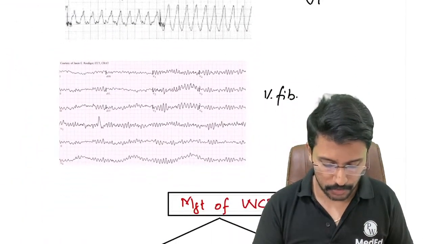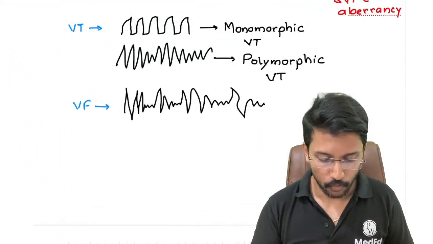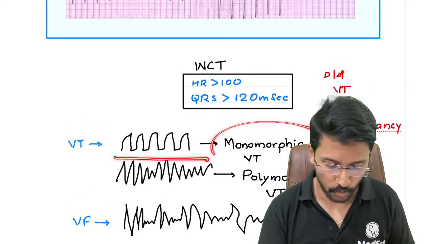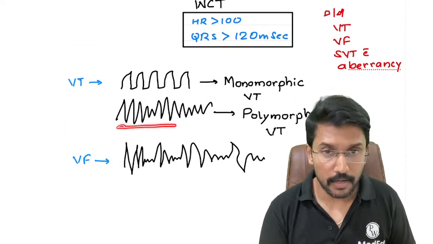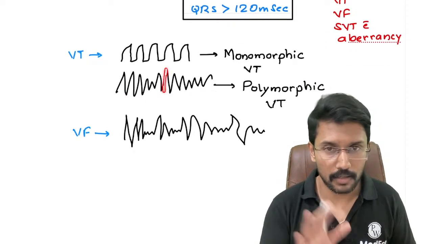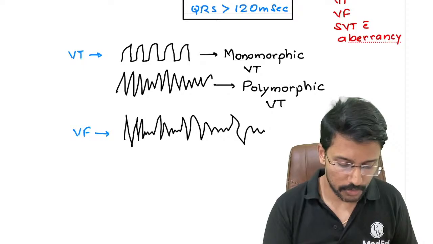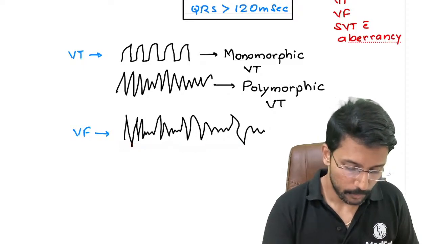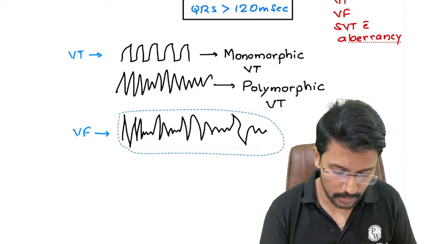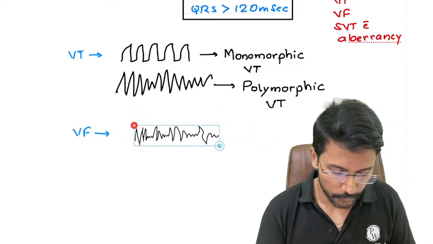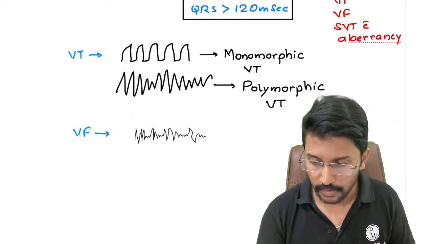So these are the 3 differential diagnoses whenever we have wide complex tachyarrhythmias. Looking the same in a lead, monomorphic VT, right? Looking different but amplitude is normal, then it is polymorphic VT. Ventricular fibrillation is where they look different, but the amplitude is significantly small. Amplitude will be very small, then it is ventricular fibrillation.